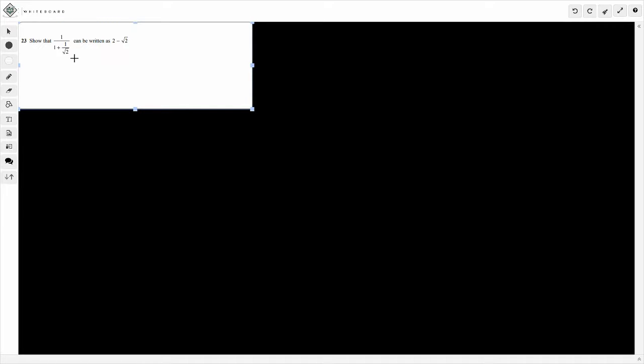So straight away we need to look at rationalising this expression on the left, 1 plus 1 over the square root of 2. What I'm going to do first is rationalise this 1 over root 2. Well, I'd times through by root 2, right? So 1 times root 2 is root 2, and root 2 times root 2 is just 2. So that's my new expression: 1 divided by 1 plus root 2 over 2.